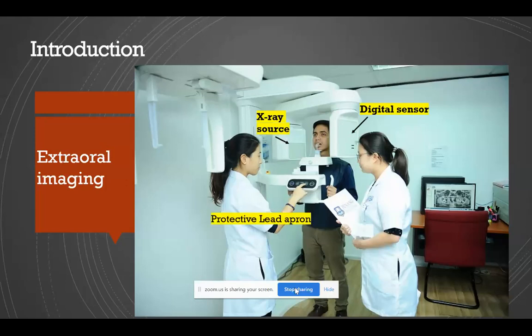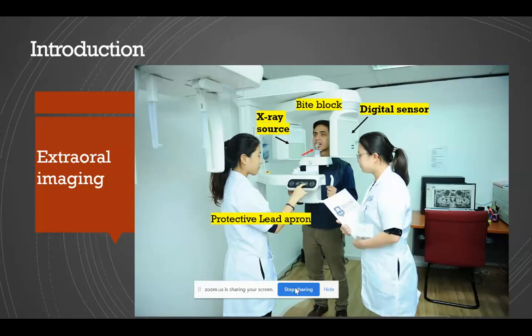The patient is wearing a protective lead apron. It's very important to note here that the lead apron for panoramic radiology doesn't cover the thyroid collar, because the thyroid eventually does get exposed to radiation. Otherwise, if you have a collar which is covering the thyroid area also, you could get marks of the lead apron or images of the lead apron on the final image. So it obscures the area that needs to be seen.